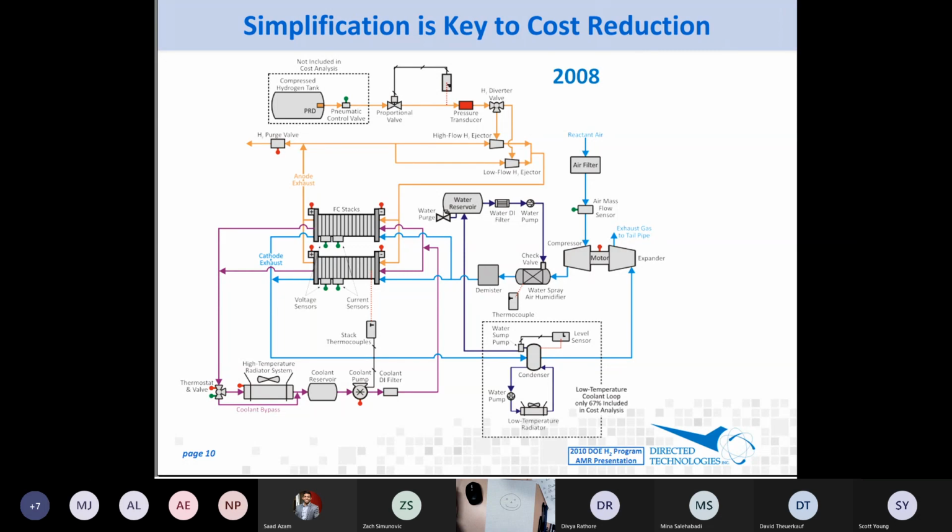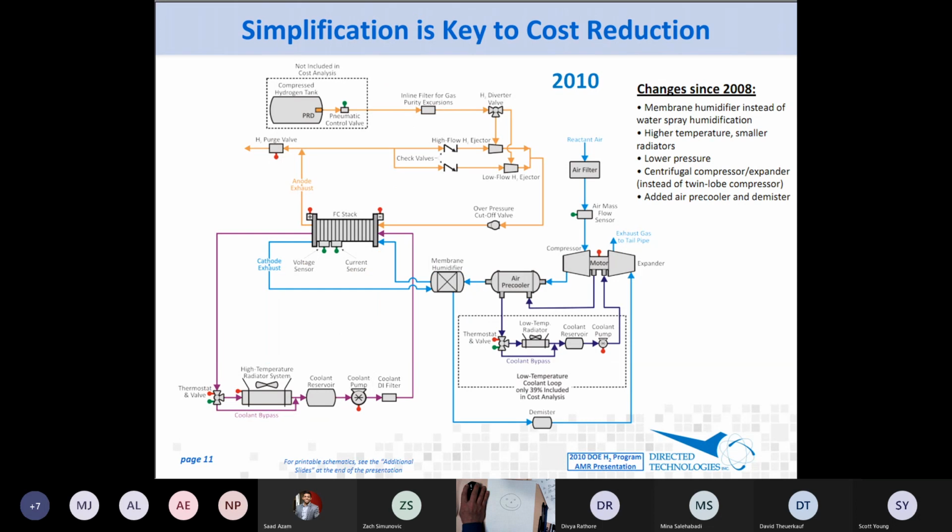Okay, so simplification is the key to cost reduction. Let's see where we go. So in 2010, what happens? There's a lot less stuff here. We've still got cooling loop because we want to keep the fuel cell cool. We've got our compressor to blow the air through. We've got a humidifier, again for the air side. For some reason, we're not humidifying the hydrogen side at all. Don't know why that's the case.